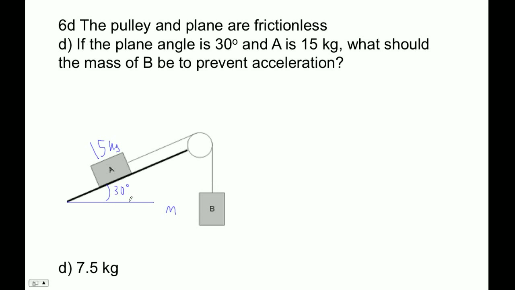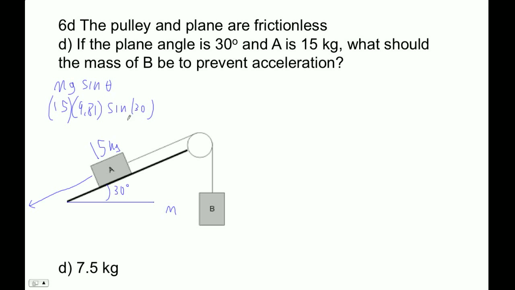The plane is frictionless. I think what we do here is we figure out what this parallel force is, right? So that's going to be the force that's causing the acceleration, so the mg sine theta. Well, this would be 15 times 9.81 times sine of 30. Well, sine of 30 is 1/2, right? So let's see, 15 times 9.81 times sine of 30.